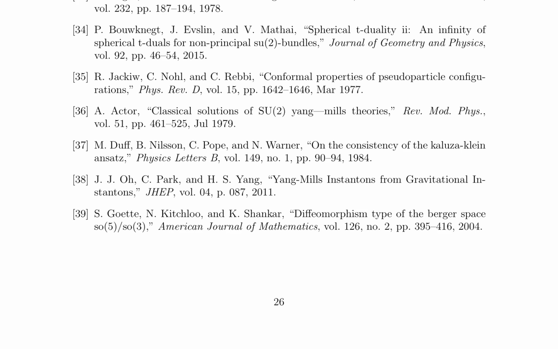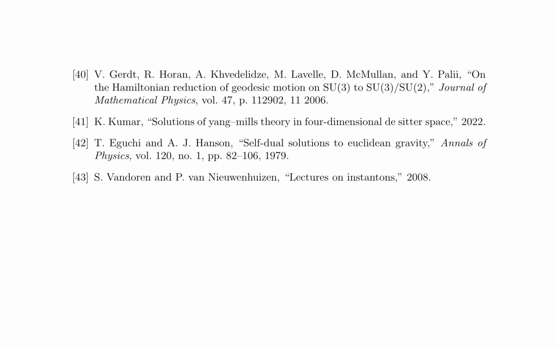Moreover, the text references papers on Hamiltonian reduction of geodesic motion on SU3 to SU3/SU2, 40, and solutions to Yang-Mills theory in four-dimensional de Sitter space, 41. These studies demonstrate how geometric and topological concepts can be applied to understand physical phenomena, especially in the context of gauge theories and gravity. In addition, the pages include discussions on self-dual solutions to Euclidean gravity, 42, and instantons, 43.